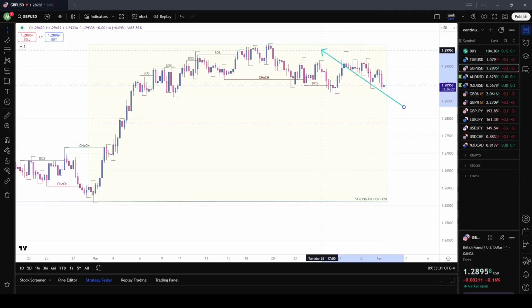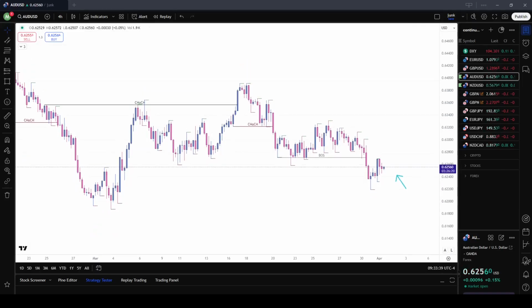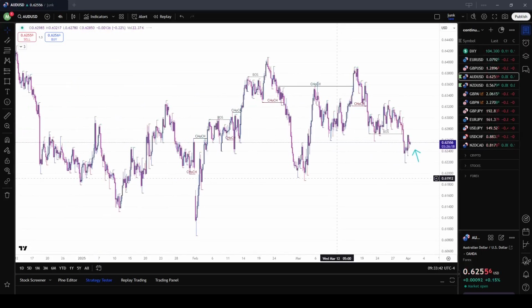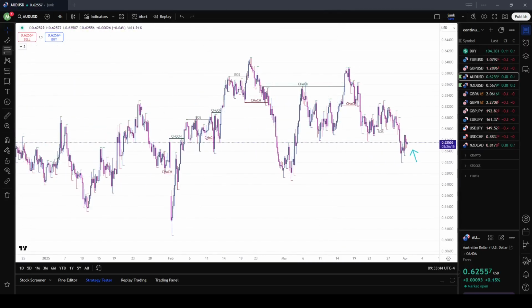But if it does, obviously target the highs and break out of the range, then I'll be looking for any opportunity once it retraces back in order to look for any type of buying opportunities. AUD USD, so Aussie dollar. Let's go ahead and map out the current range. It's also been trading sideways.